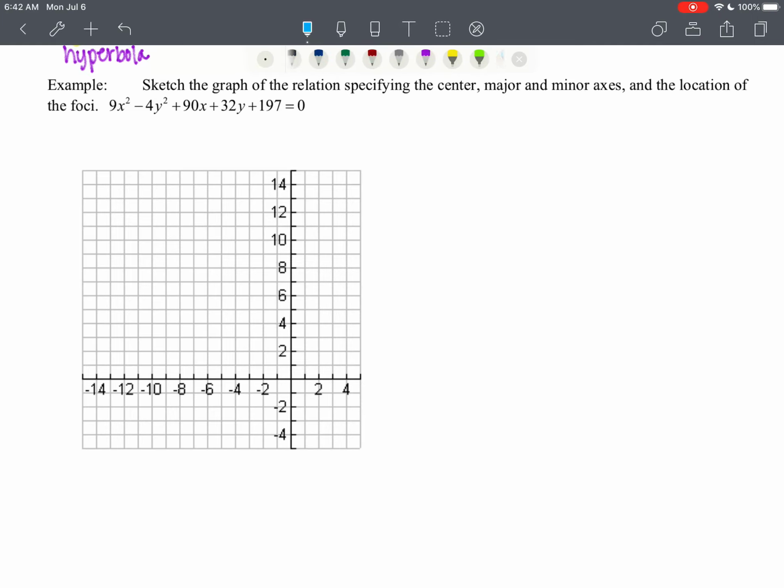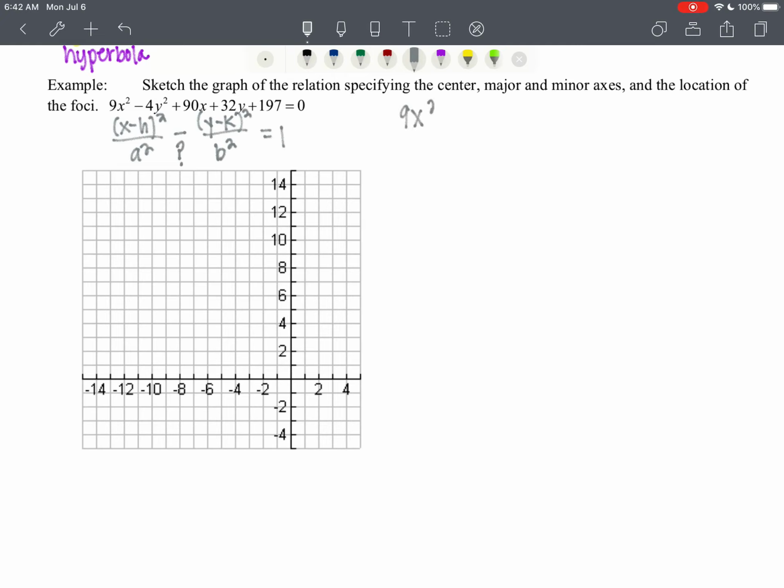First thing I'm going to do is reorganize and complete the square so that I can get this into my x minus h quantity squared over a squared. And then in this case, we're going to have a negative 4y squared. I think I'm going to put a little question mark there. Y minus k quantity squared over b squared equals 1. Now I put a question mark there because you're going to see why I'm thinking and not absolutely certain.